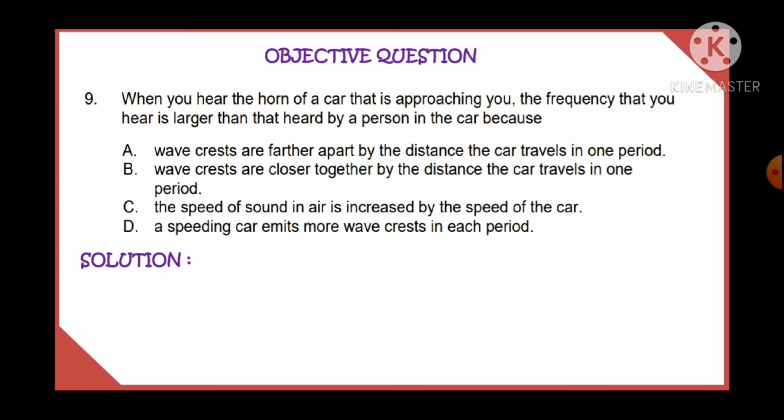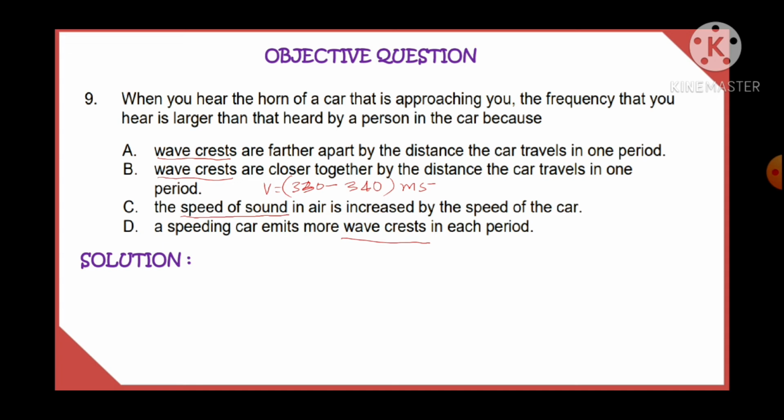So why does this happen? Now if you look at the choices given, we need to talk about the wave crest. Number C, there is a wave crest. The wave crest is the wavelength of the sound. Here, the speed of sound in air is increased by the speed of the car. So, speed of sound, please take note. This is only just to disturb you. Speed of sound is constant, normally between 330 to 340 meters per second. That's the range of the speed of sound. Meaning that the speed of sound is not changed.